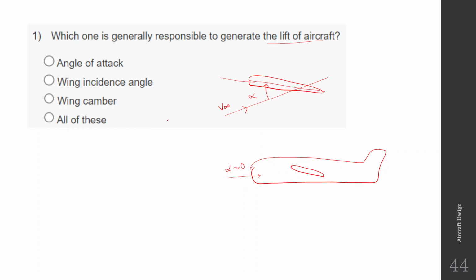And then, as I've discussed till now, the wing camber also affects the lift. If we have a positively cambered wing, then it will generate more lift.